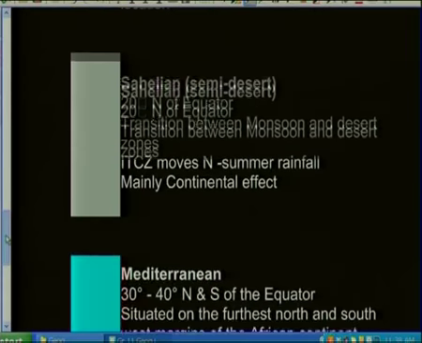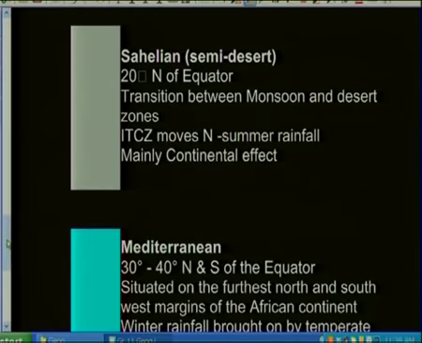The Sahelian or semi-desert region, that grey area that we spoke about, is 20 degrees north of the equator, and this is a transition between monsoonal and desert zone conditions. Right, this is not repeated in the southern hemisphere.